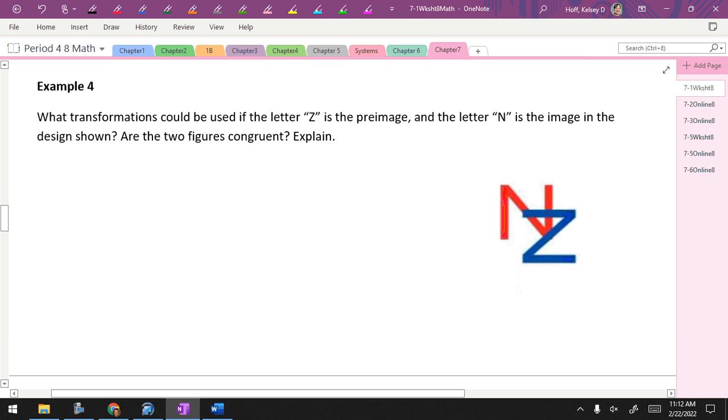What transformations could be used if the letter Z is the pre-image and N is the image in the design shown? Are the two figures congruent? Explain. Guys, this is not going well day one.